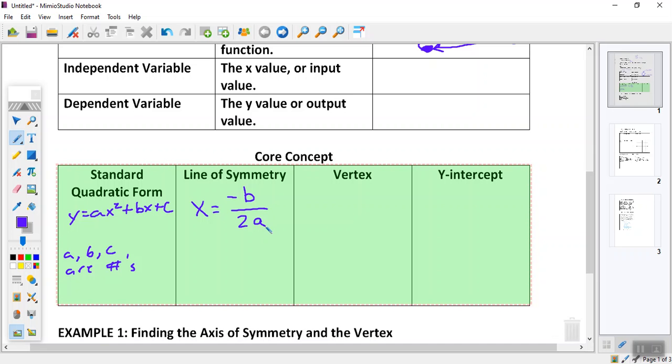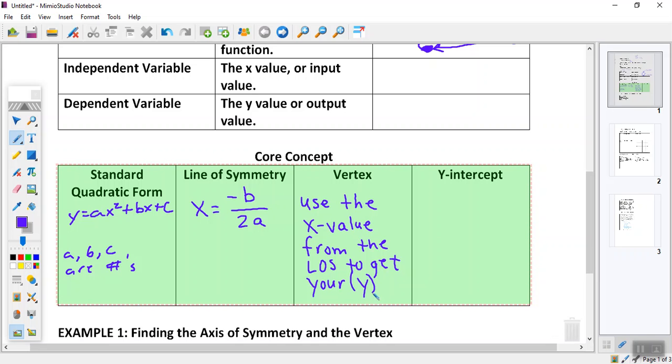Okay, so to find the vertex, I'm going to make a note here. Use the x value of the line of symmetry to get your y value. Okay, and I'll show you what that means here in a little bit.